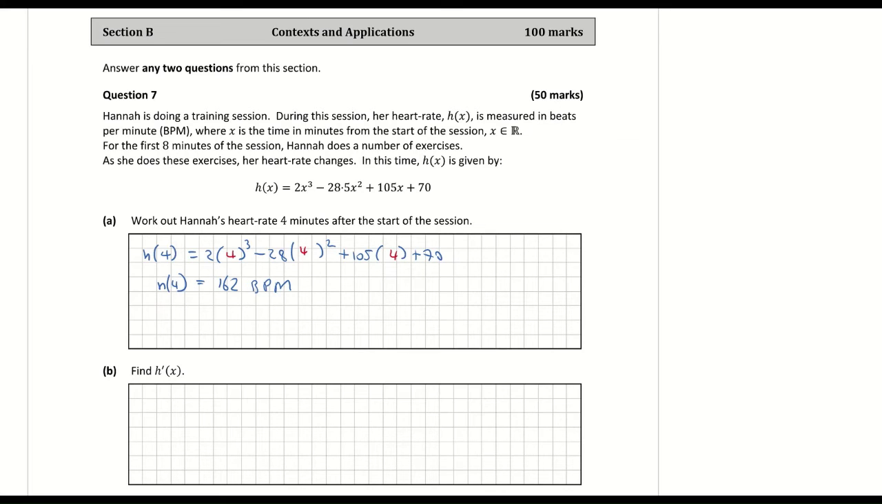Part B, find h dash of x. That's asking me to find the derivative of h. So let's just write out the original function. It's good practice to write the original function first. 2x cubed minus 28.5x squared plus 105x plus 70. Differentiating that, I multiply the power down and I get 6x reduced to power by 1, so 6x squared. Multiply 28.5 by 2, I get 57x reduced to power by 1. And differentiating 105x is 105. Drop the constant then. So h dash of x is equal to 6x squared minus 57x plus 105.